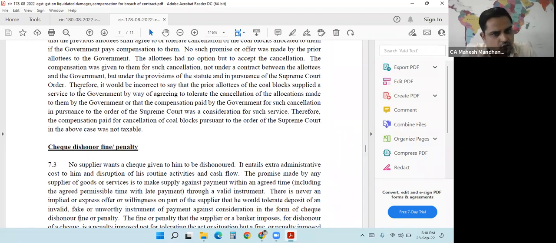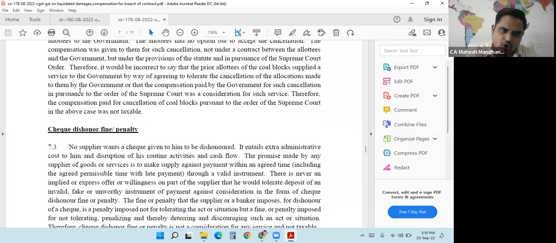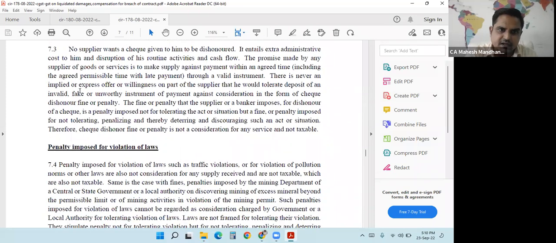No supplier in the normal course of business will expect that cheques given by his customer should get dishonored. So these charges will not be liable to GST, because by collecting these charges, no service is provided by the service provider or supplier to the customer in whose case the cheques got dishonored. Similarly, penalty imposed for violation of law. Now it's very simple.